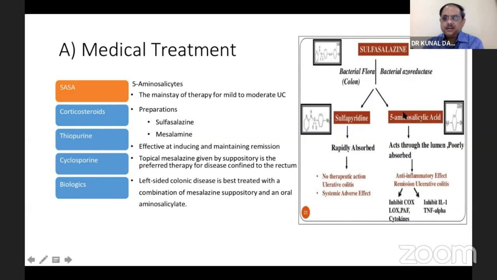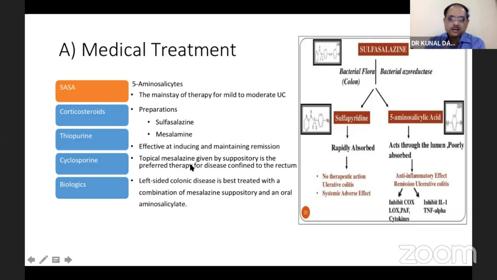So 5-ASA and its congeners act through the lumen, are poorly absorbed, and have an anti-inflammatory action, leading to remission of ulcerative colitis. The aminosalicylic acid inhibits the COX pathway, the LOX pathway, PAF, bacterial adhesion factor, cytokines, and also inhibits IL-1 and TNF alpha. So the preparations of 5-ASA are sulfasalazine and mesalamine. They are effective in inducing and maintaining remission.